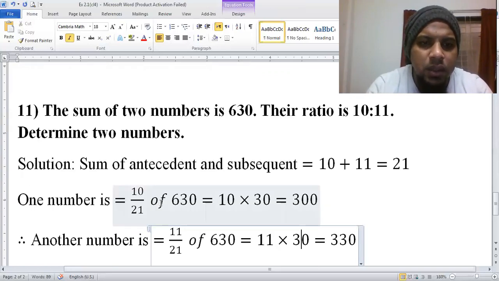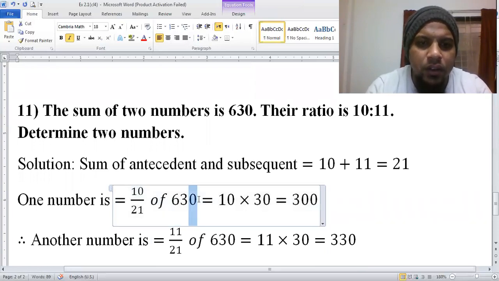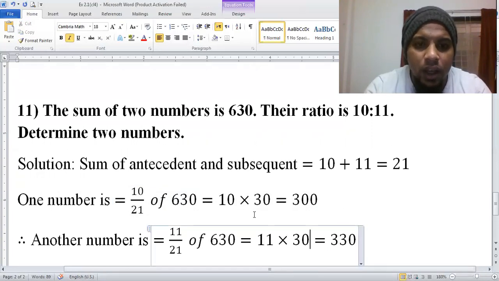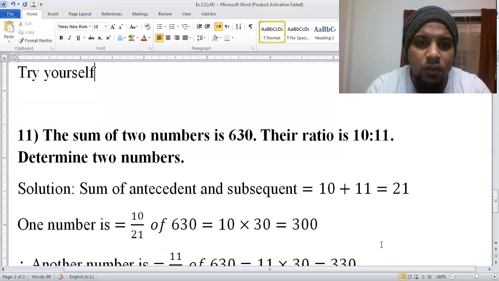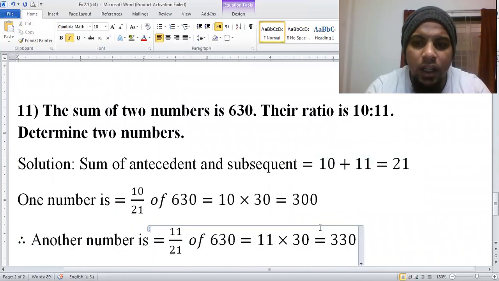Here one number is 10 by 21 of 630. If we divide 630 by 21, 21 threes are 63, 21 zeros are 0. That means it becomes 30. 10 into 30 is equal to 300, and another number is 11 by 21 of 630. 11 into 30, that means 330. So we get two numbers. If the numbers are in the ratio of 10 is to 11 and the sum is 630, then one number will be 300 and another number will be 330.